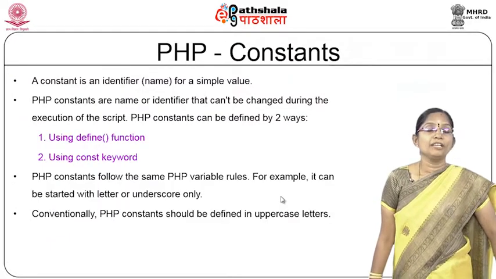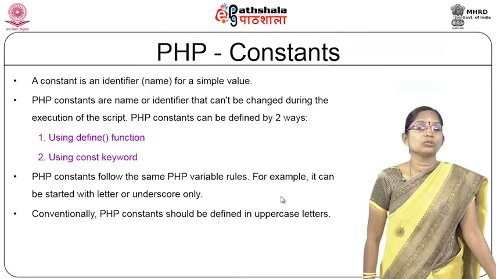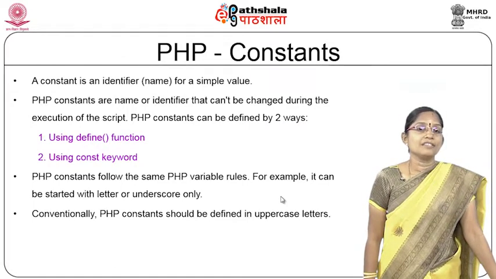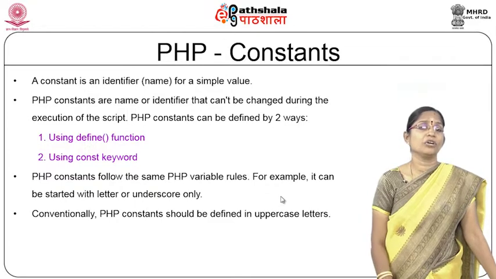Now let me tell you about the constants. Since variables are over, let us look through the constants. A constant is an identifier for a simple value. Constant means obviously it is going to be a fixed value. PHP constants are names or identifiers which cannot be changed during the execution of the script. So the constants can be defined either using the define function or using the constant keyword. Conventionally, PHP constants should be defined in uppercase letters.